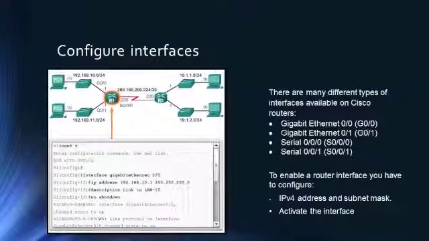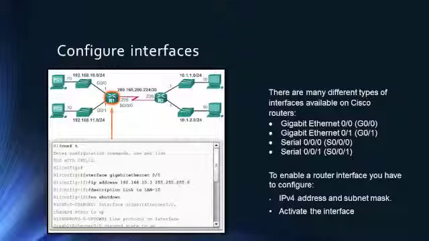For routers to be reachable, router interfaces must be configured. To enable a specific interface, enter interface configuration mode using the interface type and number global configuration mode command. There are many different types of interfaces available on Cisco routers: GigabitEthernet 0/0, GigabitEthernet 0/1, Serial 0/0/0, Serial 0/0/1. To enable a router interface, you have to configure an IPv4 address and subnet mask and activate the interface.